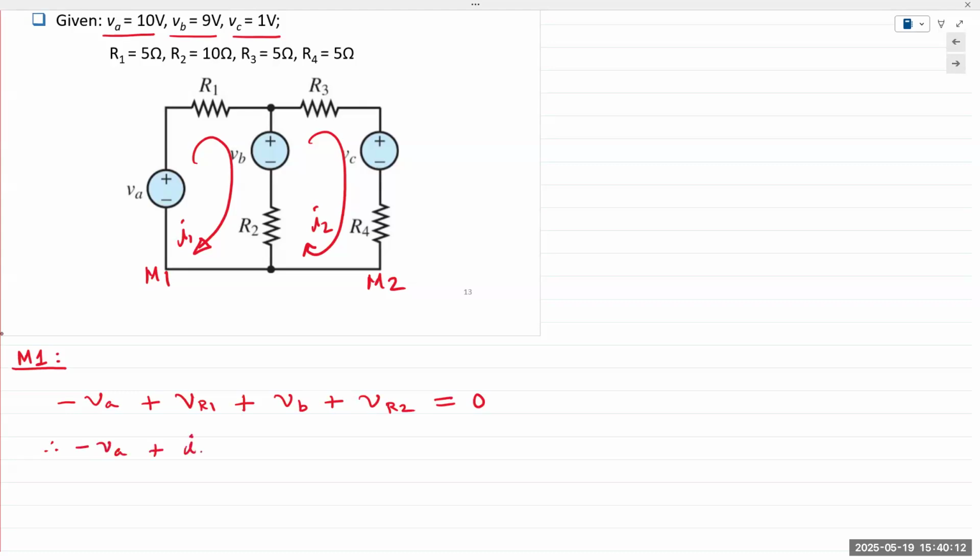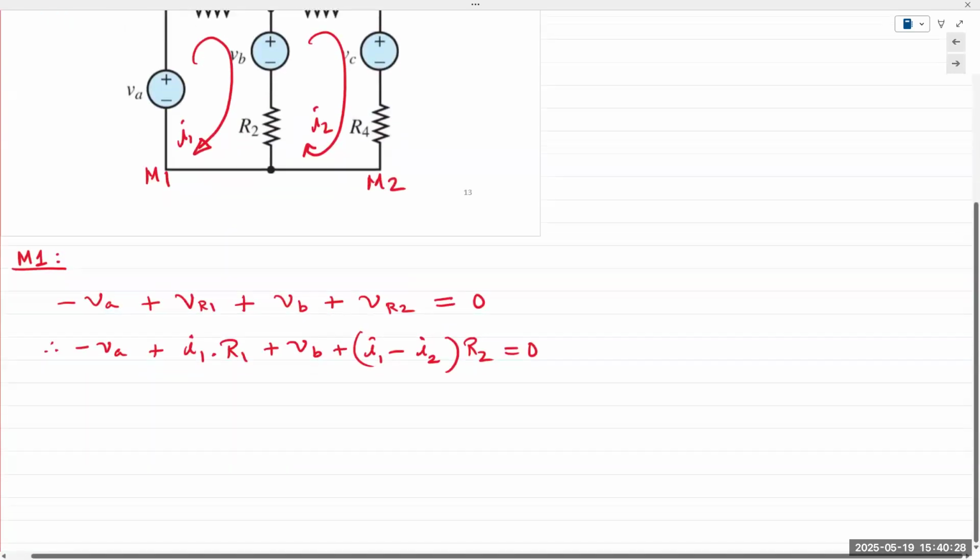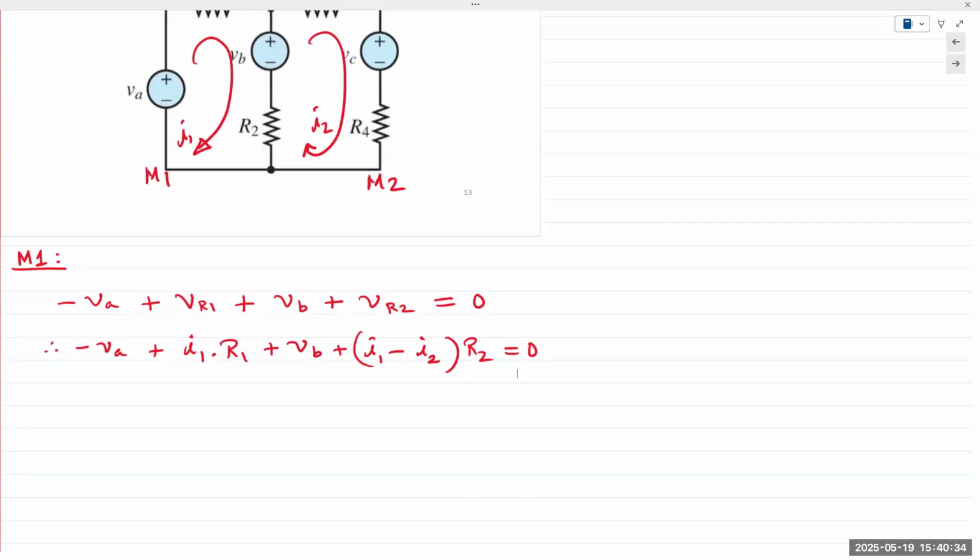plus I1 times R1 plus VB plus I1 minus I2 times R2 is equal to 0. Plug in all the known values. And what do I obtain? Let's see.